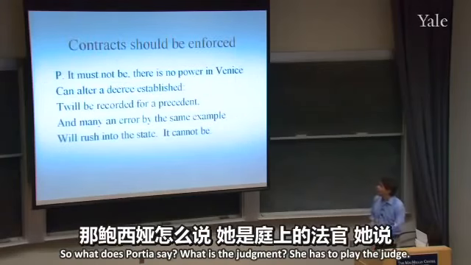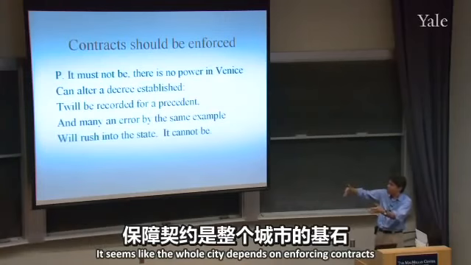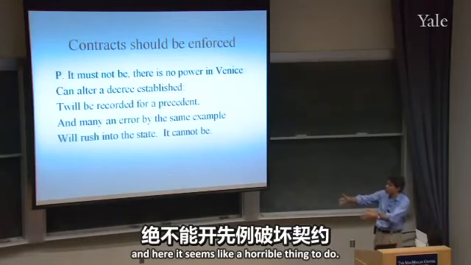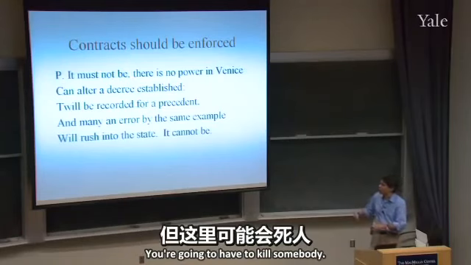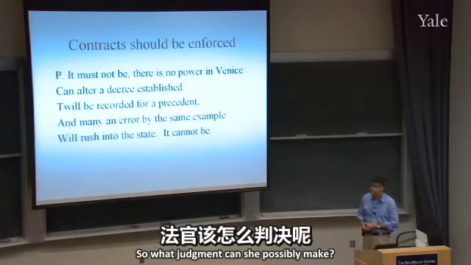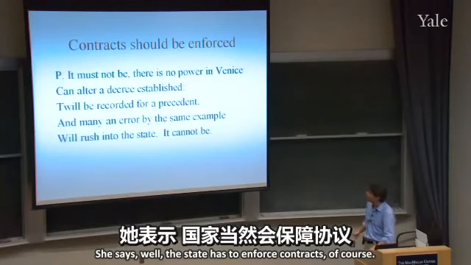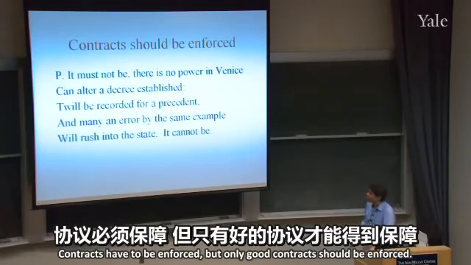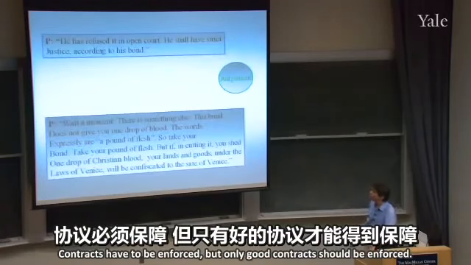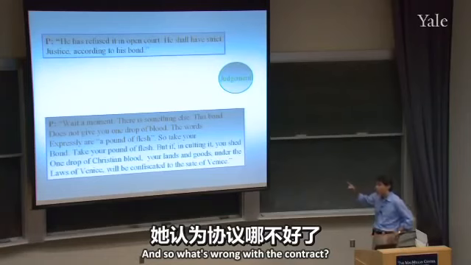And so what does Portia say? What is the judgment? She has to play the judge. It seems like the whole city depends on enforcing contracts. And here it seems like a horrible thing to do. You're going to have to kill somebody. So what judgment can she possibly make? She says, well, the state has to enforce contracts, of course. Contracts have to be enforced. But only good contracts should be enforced. And so what's wrong with the contract?